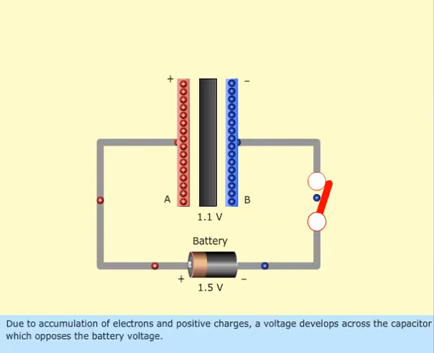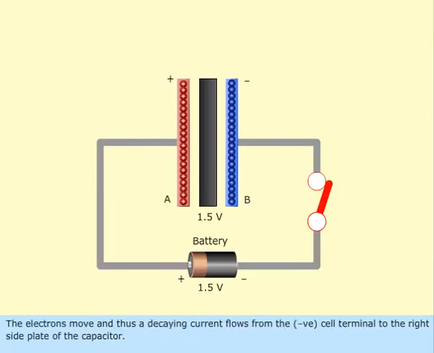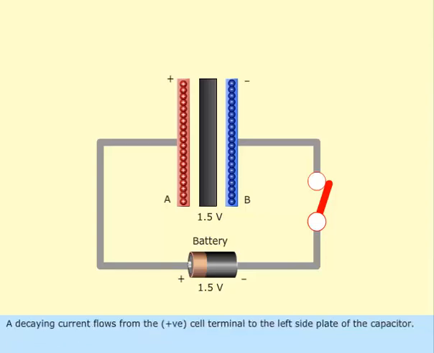Due to the accumulation of electrons and positive charges, a voltage develops across the capacitor which opposes the battery voltage. The electrons move, and thus a decaying current flows from the negative cell terminal to the right side plate of the capacitor. A decaying current flows from the positive cell terminal to the left side plate of the capacitor. These currents can't pass through the capacitor due to the presence of insulation between the capacitor plates.